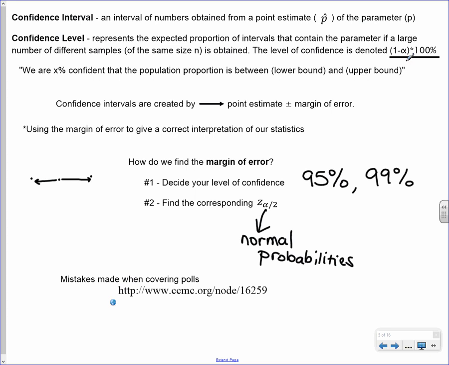So once we create that confidence interval like this down here, then we'll say we are X% confident. So we're 90% confident, or whatever level of confidence we used, that the population proportion is between the lower bound and the upper bound that we created. So confidence intervals are created by taking your point estimate and then adding and subtracting your margin of error. To use this margin of error to get a correct interpretation, we have to figure out how do I find the margin of error, right?